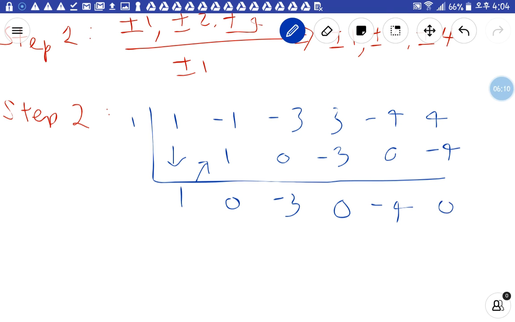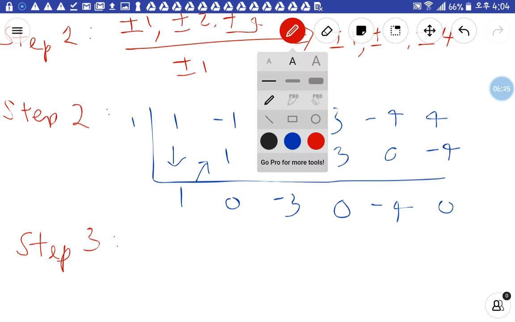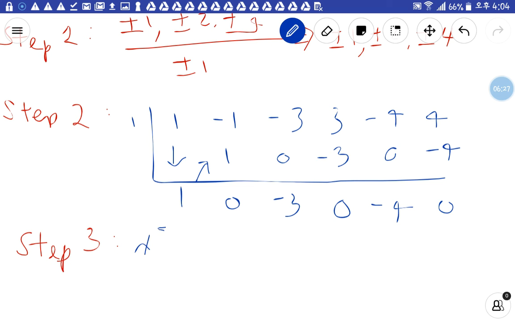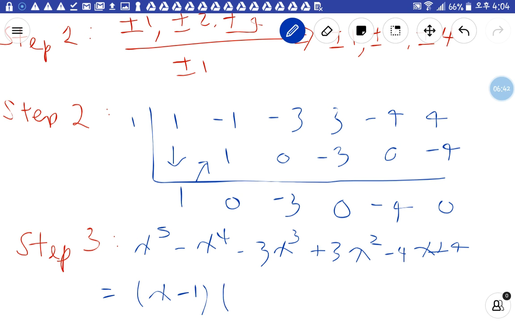Okay, my remainder is 0. What does that mean? This equation can be factored by x minus 1. So in step 3, I can rewrite my given equation, x to the 5th power minus x to the 4th power minus 3x cubed plus 3x squared minus 4x plus 4, as my factor x minus 1 times the 5 numbers I have in the quotient.